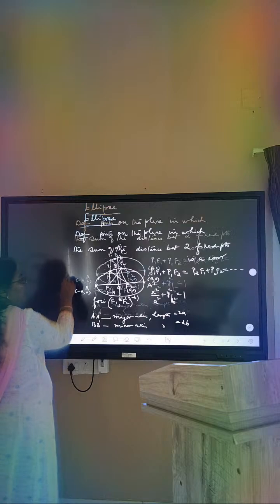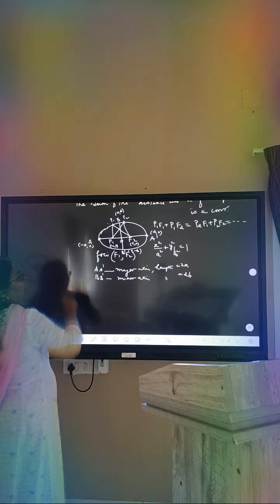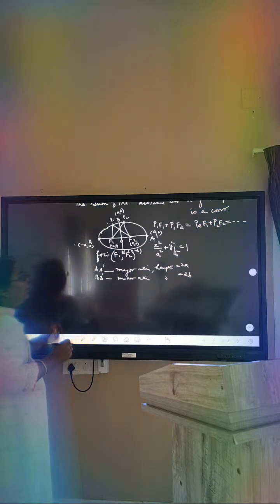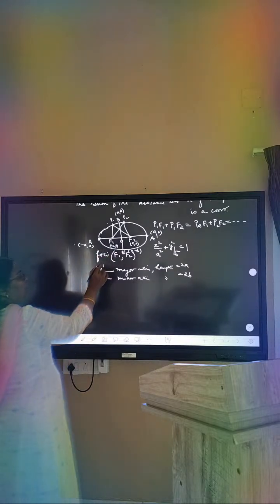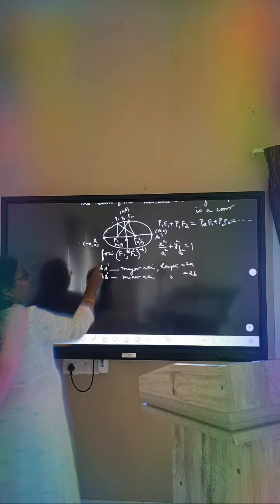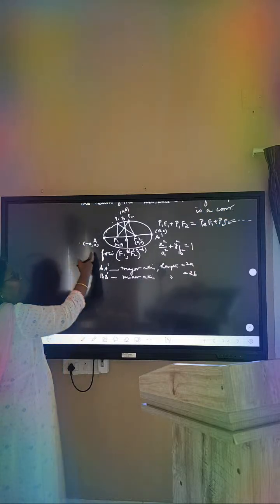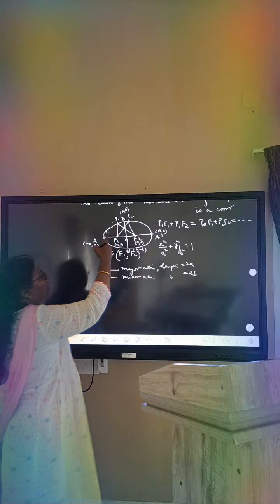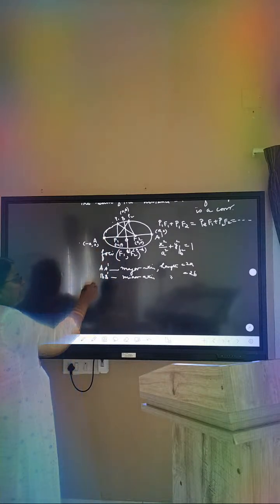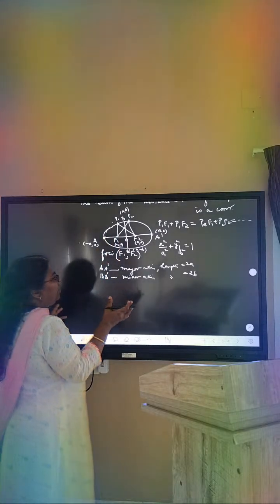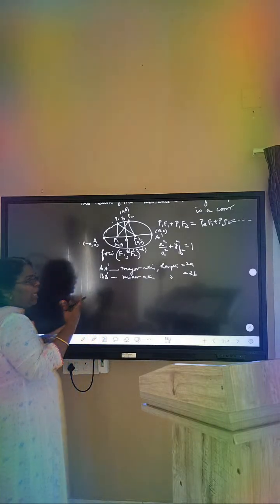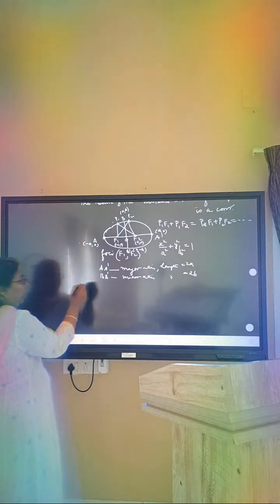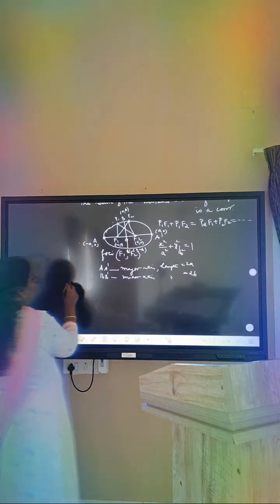Next you have the foci, and then the vertices. The vertices are minus a comma 0, a comma 0, 0 comma b, and 0 comma minus b. Next, there is a relation between the foci and the semi-major axis and the semi-minor axis. So we'll see what that relation is.